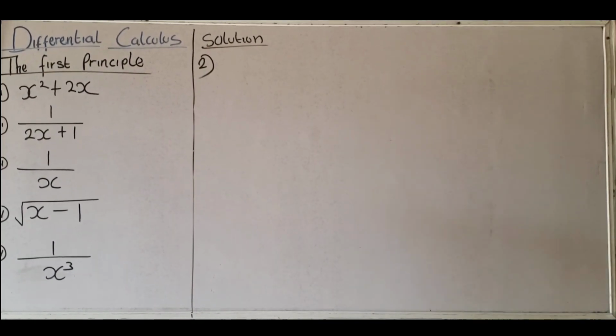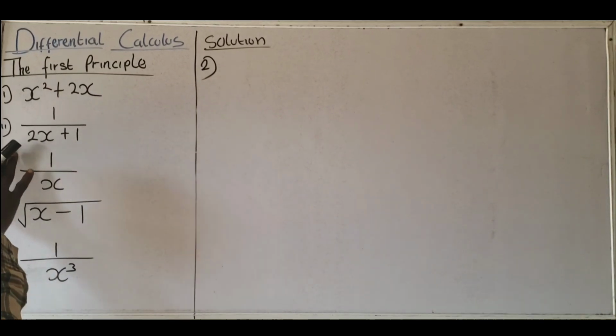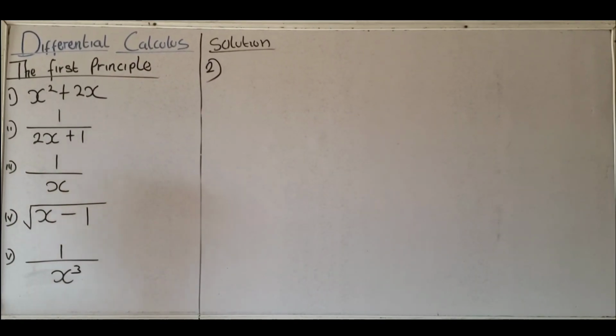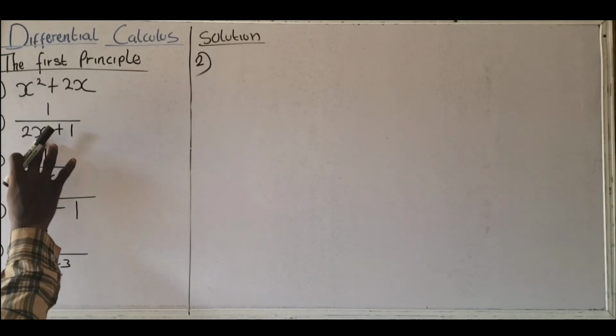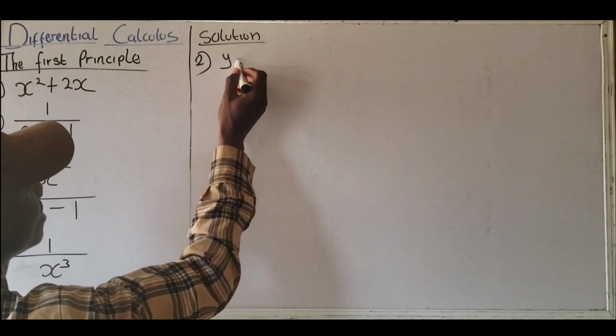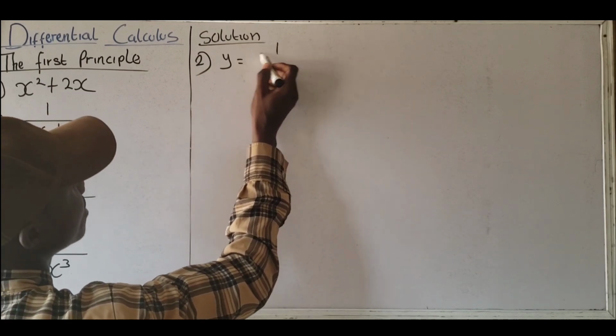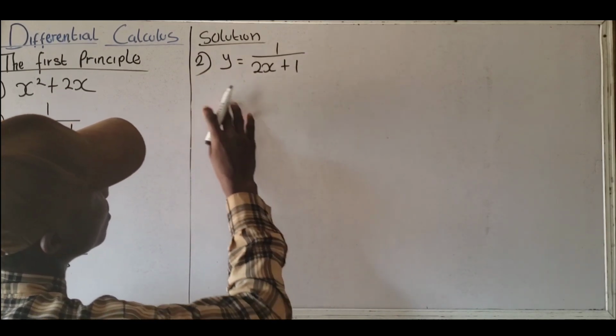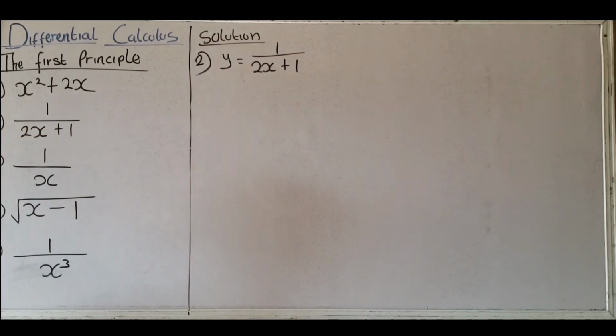Question 2. We are asked to find the derivative of 1 over 2x plus 1 using the first principle. The first step is that let this function be equal to a letter. You understand? So let us use y. y equals 1 all over 2x plus 1. Okay, so that's the first step. Are you paying attention? Now the next step is that we are going to let there be an increment in x by delta x. There will also be a corresponding increment in y by delta y.